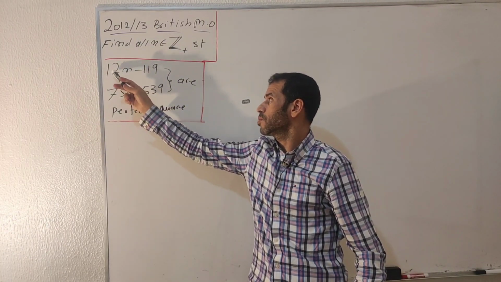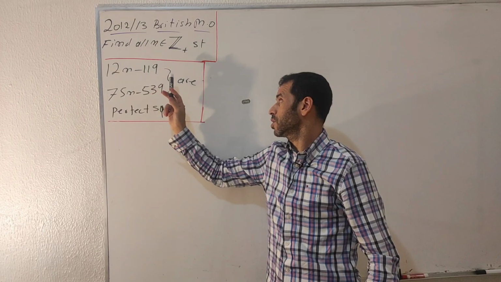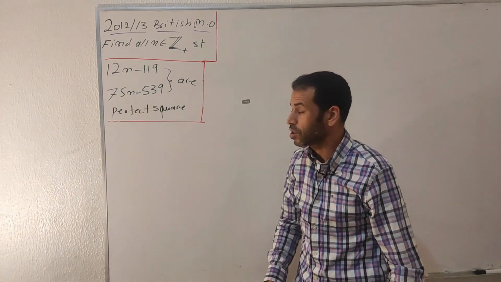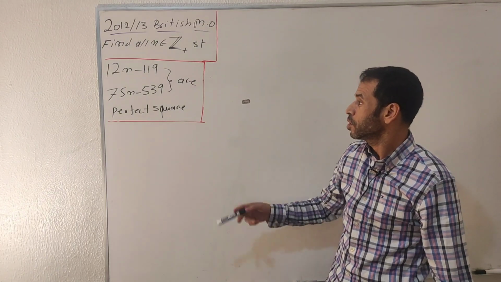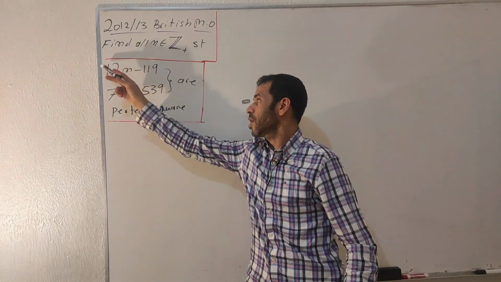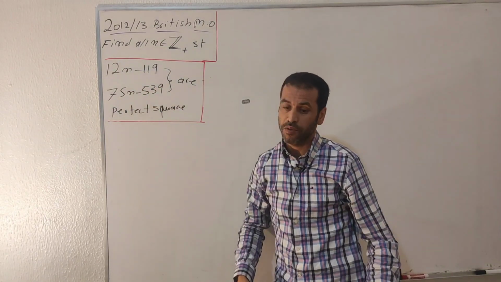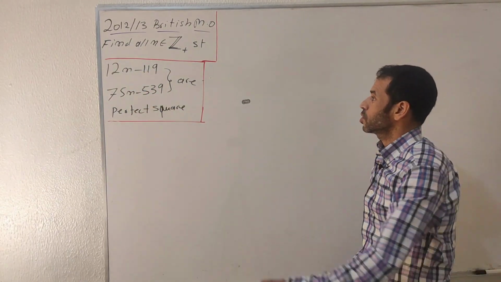We have the first statement, 12n minus 119 is a perfect square, and also we have 75n minus 539 is a perfect square. So we are going to find an appropriate value for n to make both statements a perfect square. Okay, so let's go through this one now.